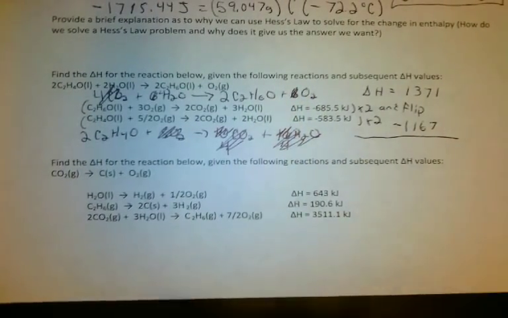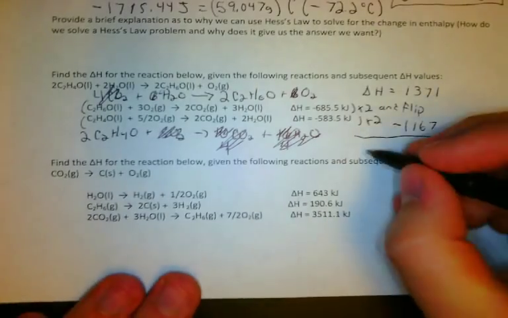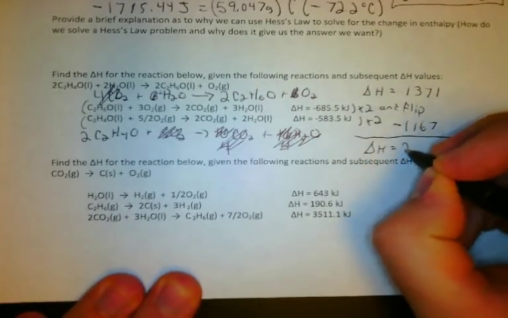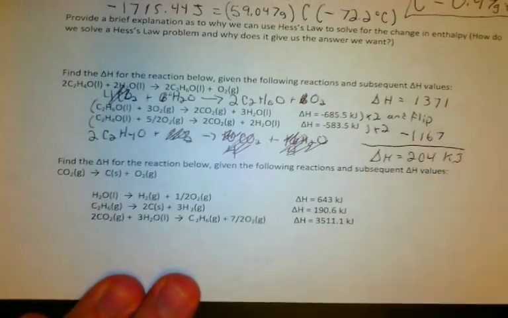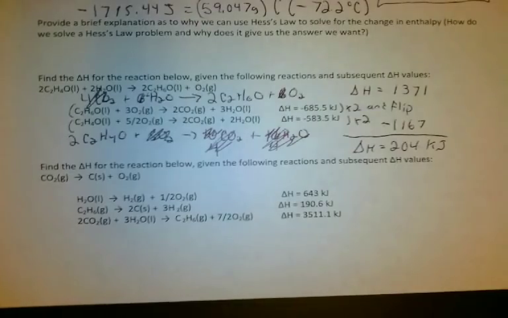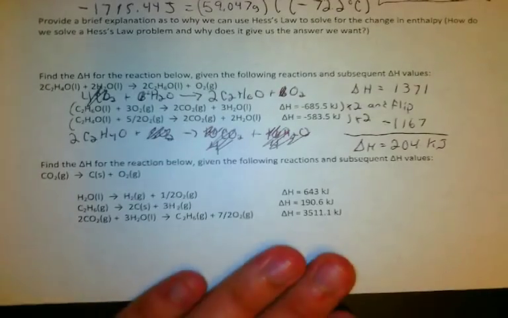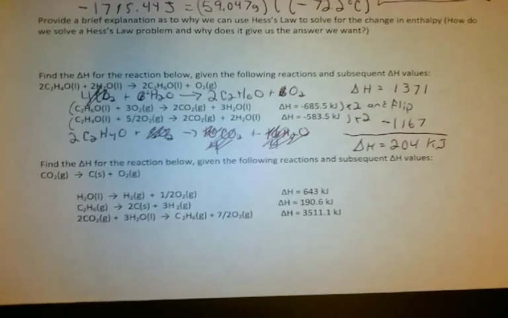Sorry. And then I add my energy. And you should get 204 kilojoules. And it's positive, so that means energy is absorbed. For a time, I'm going to skip this last one because it's the same process. And as long as you are flipping and multiplying in the correct way, you're going to get that final answer.